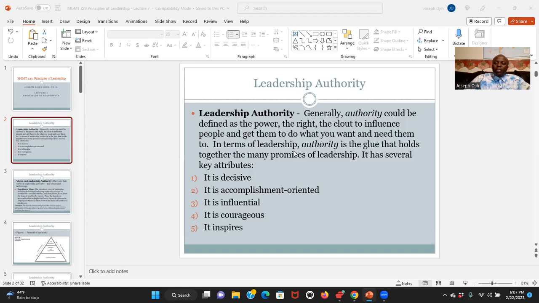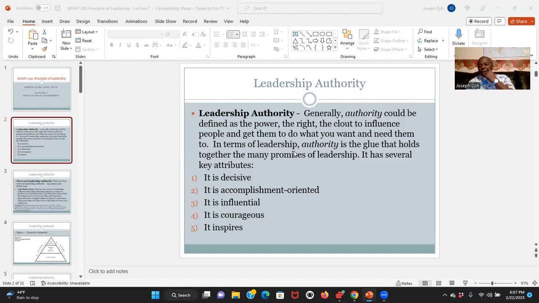Now, here are some of the attributes of authority. First, it is decisive. The second attribute is accomplishment-oriented. There has to be something that needs to be accomplished. That goal is in most cases what makes the leader or the CEO exercise authority, making sure that the employees execute tasks that will lead to the accomplishment of that goal.